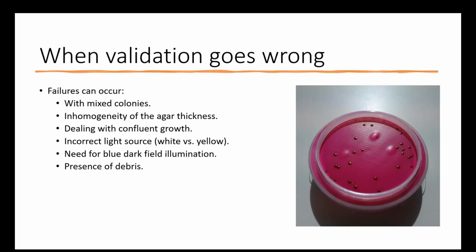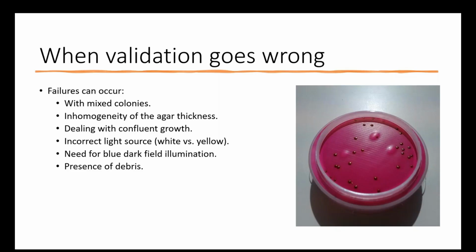And some of the errors are failure to differentiate mixed colonies, not being able to do so with sufficient space between colonies, variations in agar thickness, so it's not possible to discriminate all areas of the plate, weaknesses where there's confluent growth, inadequate light, and whether that works better with white light or blue dark field illumination, and there are going to be variations with technologies, and how the presence of debris is also looked at.